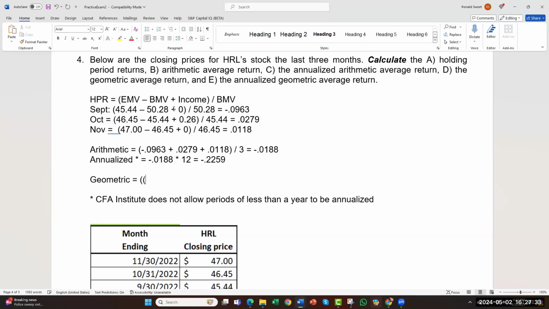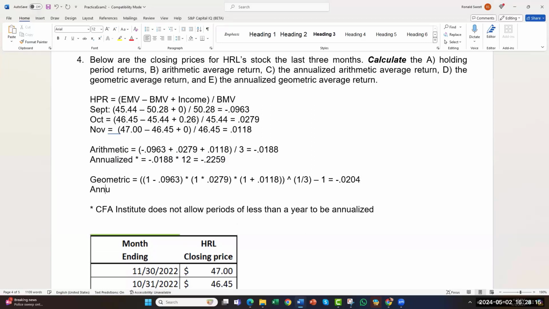So here we have to put every period together. You have to do the first period, 1 minus 0.0963, times the next period, 1 plus 0.0279, times the next period, 1 plus 0.0118. And here we're not going to divide by 3. Instead, we're going to raise it to the 1 divided by 3 and then subtract 1. And we know we have to get a lower number. It has to be lower than negative 0.0188. And the number you get is negative 0.0204. And then annualize.